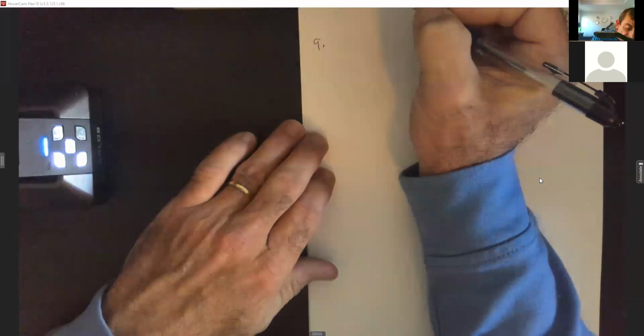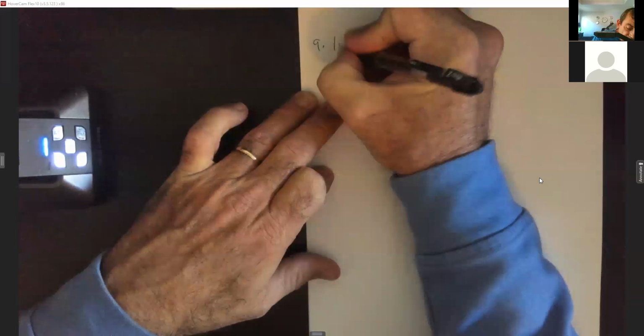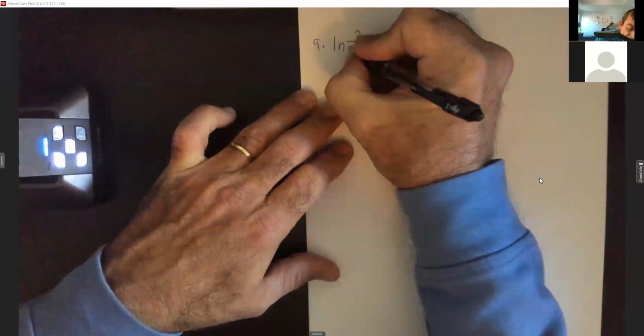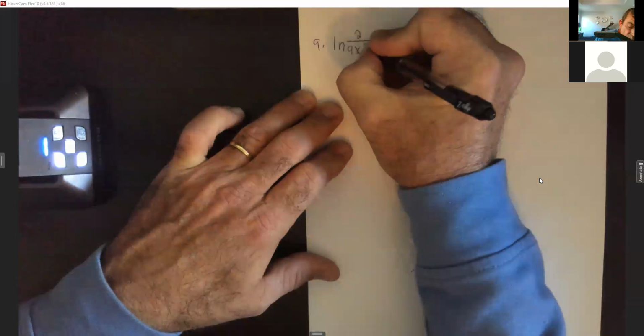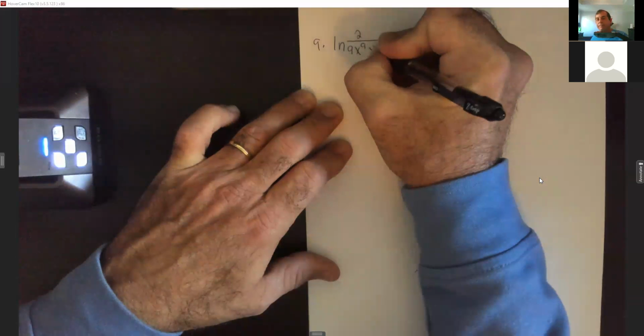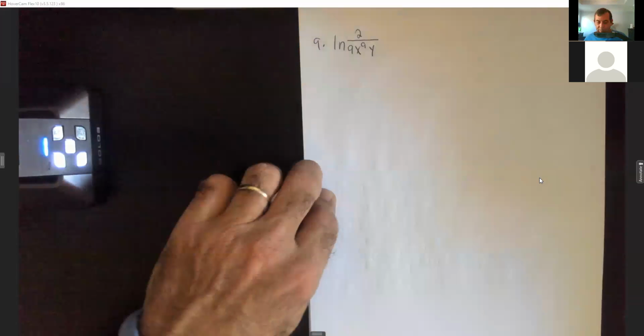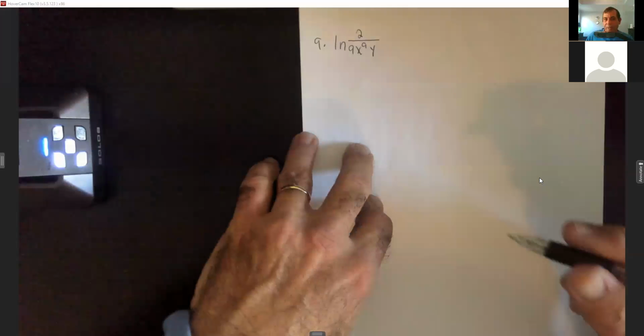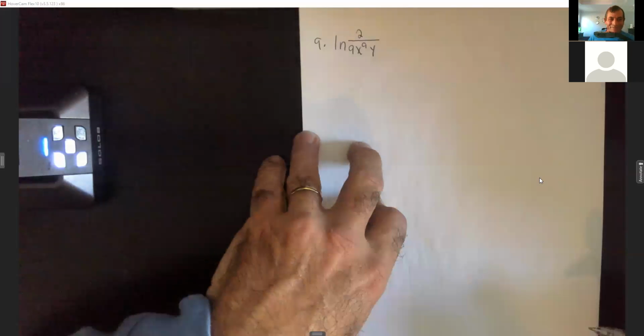Now, number 9, I did with ln's. I got an ln of 2 divided by 9x to the 9th y. So y'all want to try this one, or y'all want me to go? You got it.